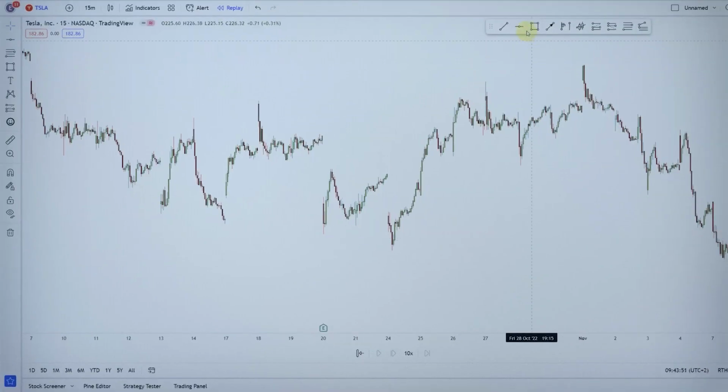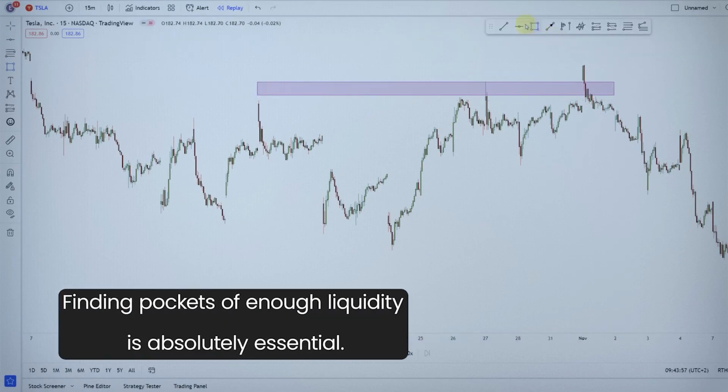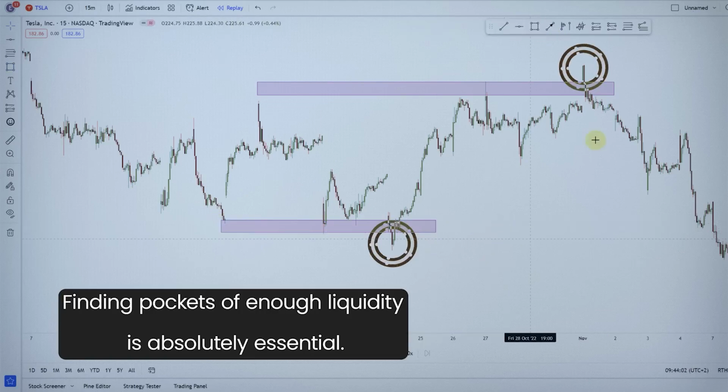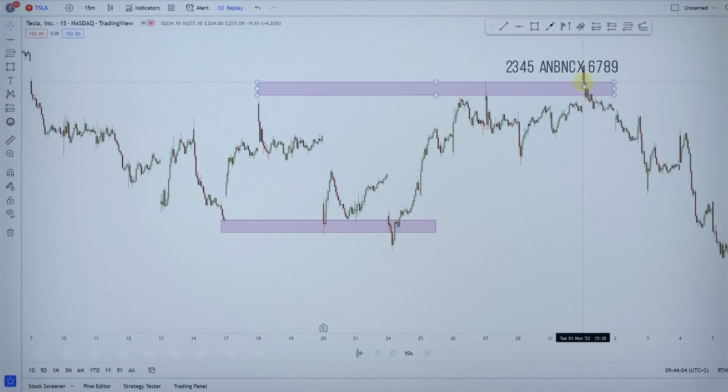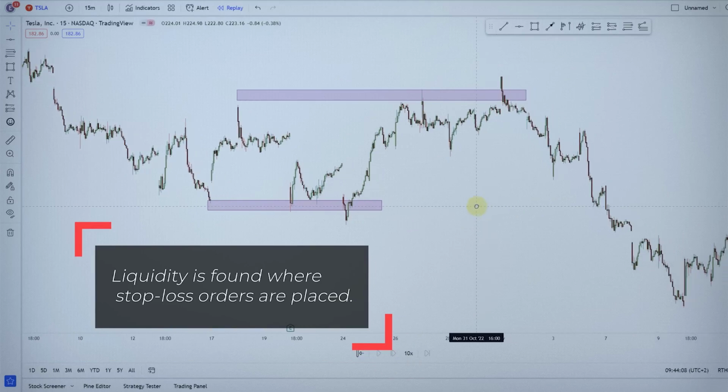For big institutions and traders with a need to fill large orders, finding pockets of enough liquidity is absolutely essential, and you definitely must consider these levels in your technical analysis plan. So, where do you find these levels? Where stop-loss orders are placed.